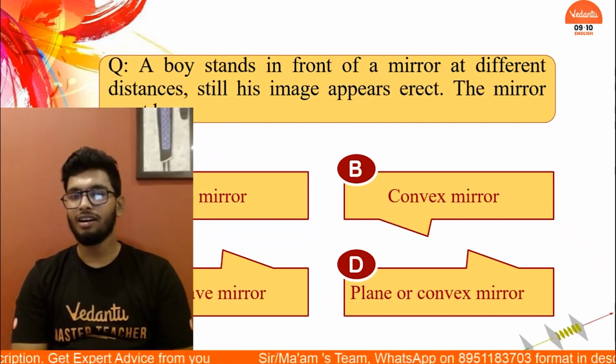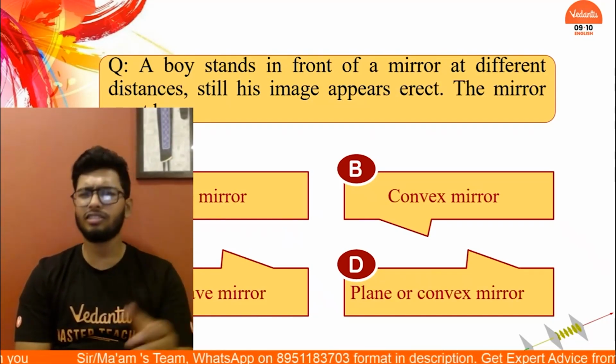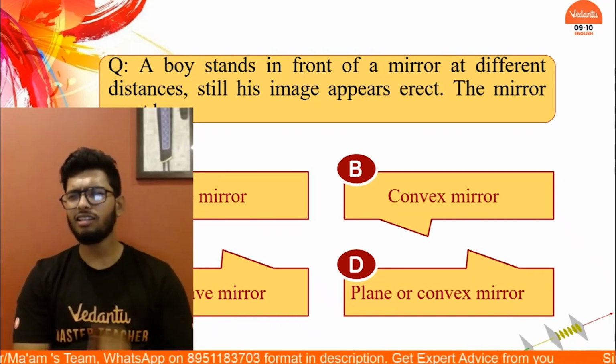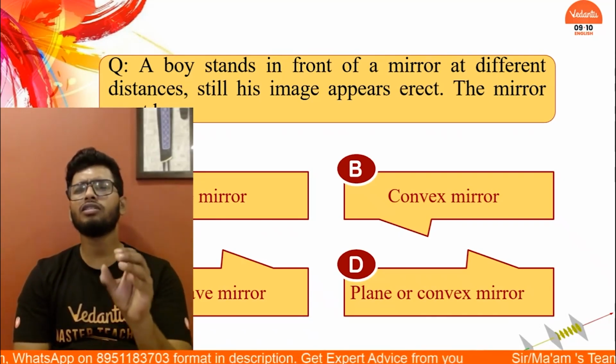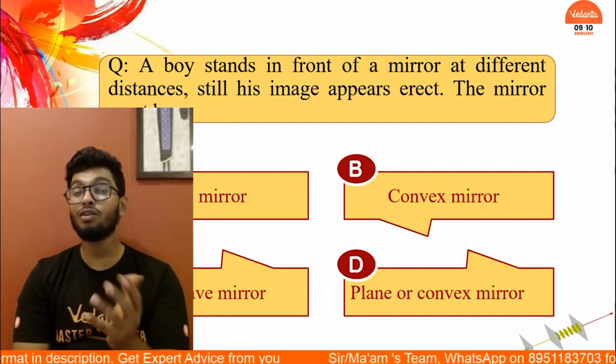Second one. A boy stands in front of a mirror at different distances. Still, his image appears erect. Now, this mirror must be what?